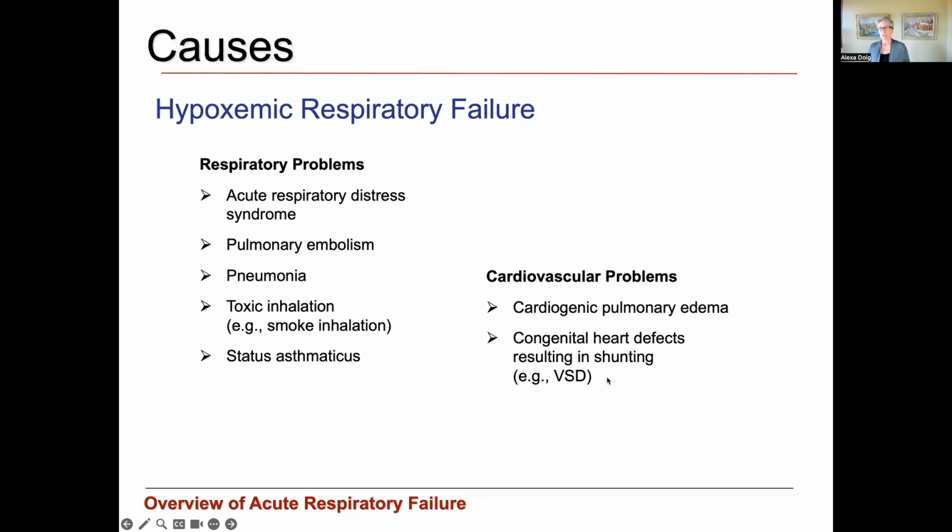And then think about your infants who are born with some kind of congenital heart defect. If that heart defect causes left ventricular failure, then you're going to end up with pulmonary edema. But then if we see shunting, where the blood is basically skipping the lungs, that's going to cause severe hypoxemia. Okay, it's not a lung problem, but the blood is not getting oxygenated.